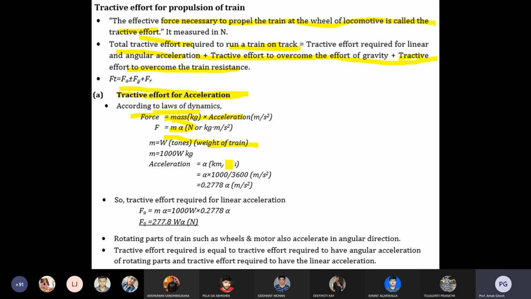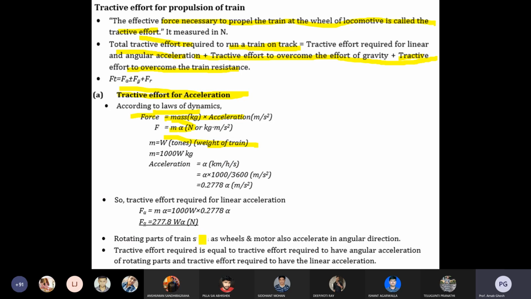The rotating parts of the train, such as wheels and the motor, are simply rotating parts. Traction generators are there; you give the supply, and that supply works directly here. So the tractive effort is required for linear acceleration. Some equations are there for the linear acceleration, so you can implement the formulas in your work.